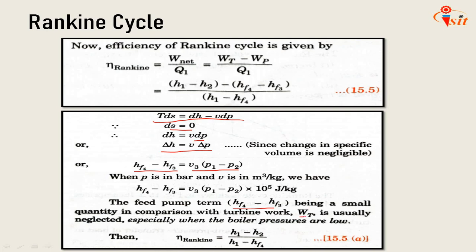The feed pump term HF4 minus HF3 is a small quantity in comparison with the turbine work. So very small work we need to provide to the feed pump. So usually it is neglected. We are not considering that much. So when the boiler pressure is low, we neglect WP. So Rankine efficiency will be H1 minus H2 divided by H1 minus HF4. So that will give you the theoretical Rankine efficiency. Okay.